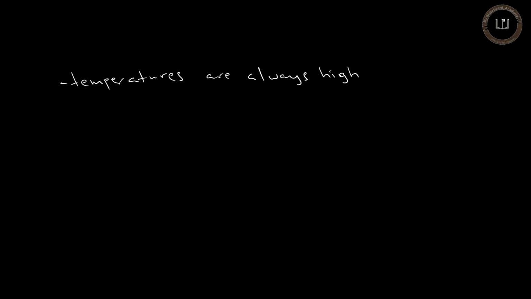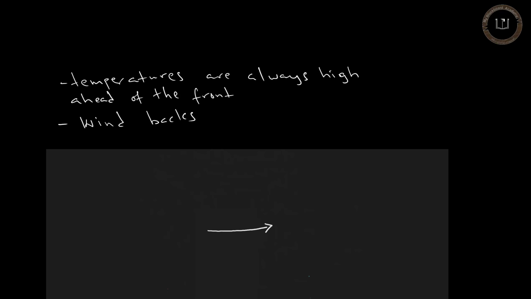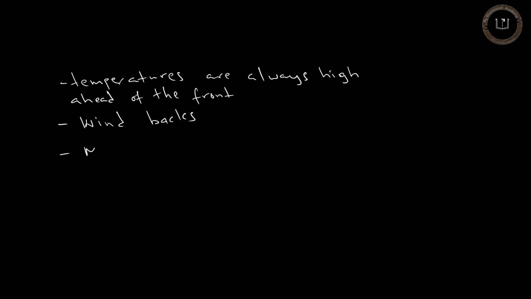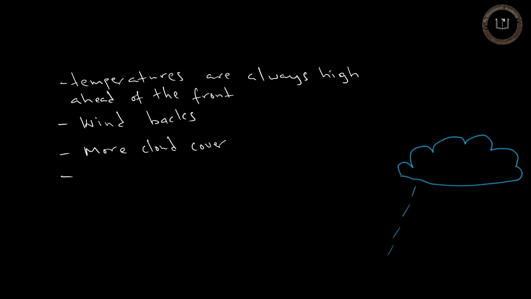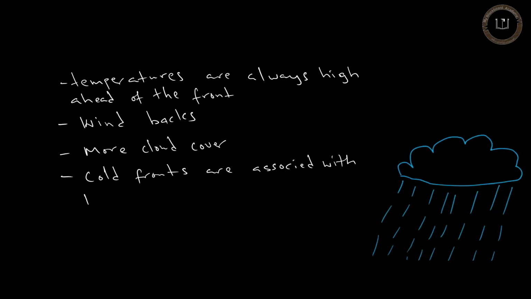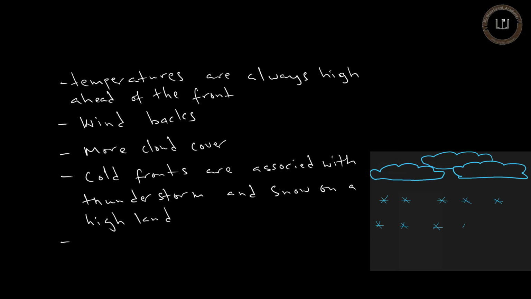Temperatures are always high ahead of the front, as the cold air behind the front has not yet arrived. The wind backs as the front passes. Backing means a change in wind direction in an anti-clockwise direction. This helps to predict changes in wind direction as the front passes. There is likely to be more cloud cover and rain behind the front, though these conditions are also sometimes not found. Cold fronts are sometimes associated with thunderstorms and snow. Always check the precipitation symbol.